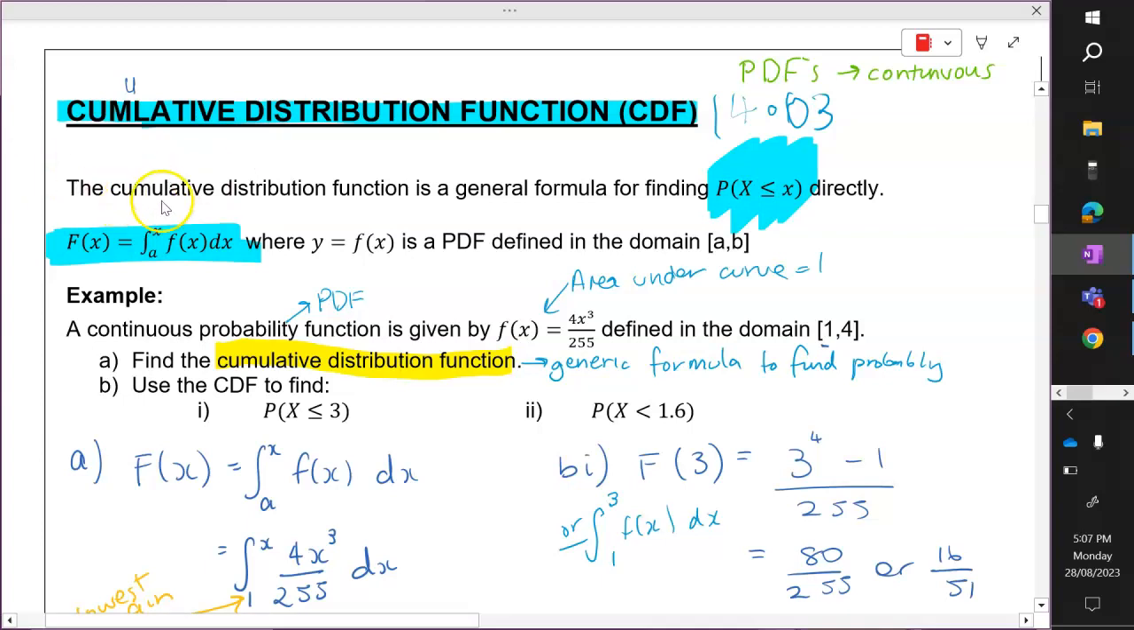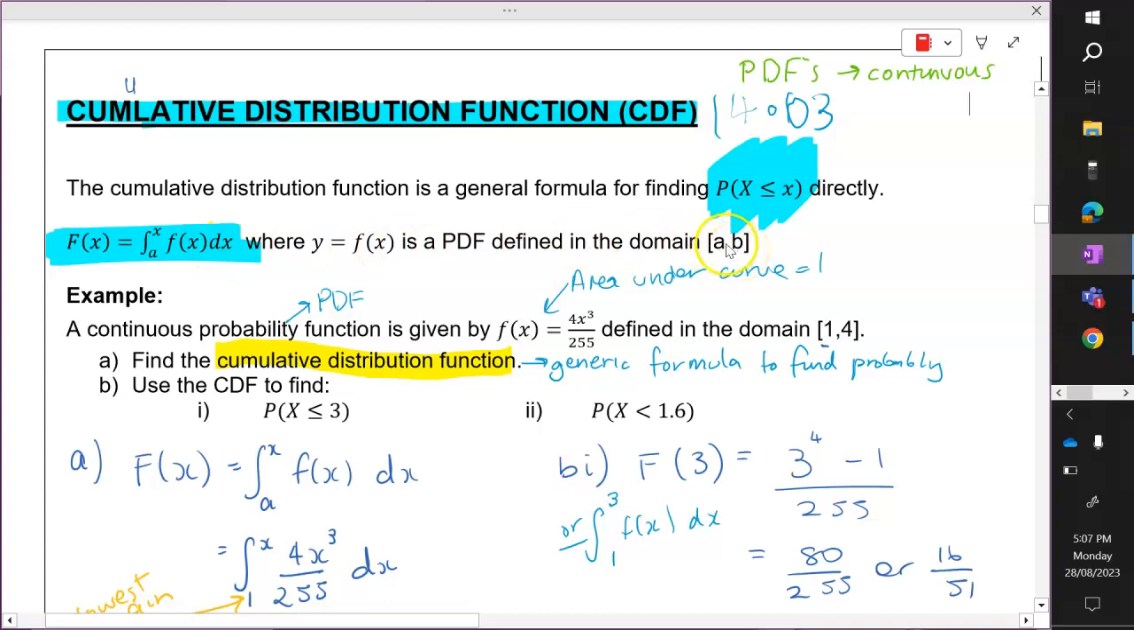What we're going to have a look at today is the cumulative distribution, the general formula for finding the probability of x is less than or equal to x. So we're going to basically be looking at a general form of the PDF for continuous functions. So we're going to say that big F of x is the integral between x and a of our function with respect to x in the domain a to b.